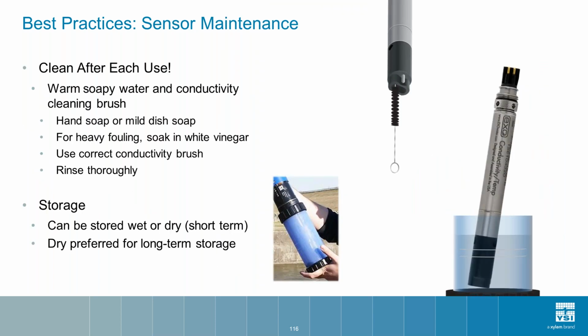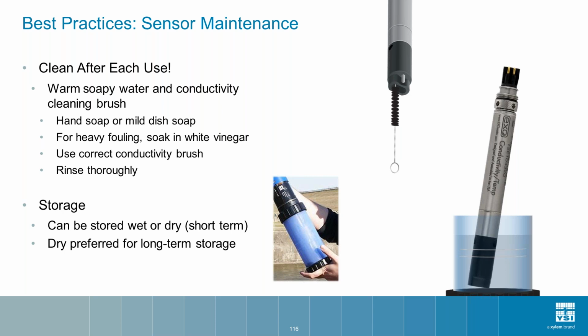Finally, I want to end on sensor maintenance and storage, which is relatively straightforward. Basically, it's good practice to clean the sensor after each use. Depending on how dirty or fouled it is, the sensor might just need rinsed in tap water and use the little conductivity brush. If it looks a little more nasty or you see some more buildup, you could use warm soapy water, and again, use that conductivity brush to clean it. And if it looks very highly fouled, you can actually soak the sensor tip in white vinegar to try to loosen up some of that accumulated buildup. Make sure you rinse the sensor thoroughly after that.